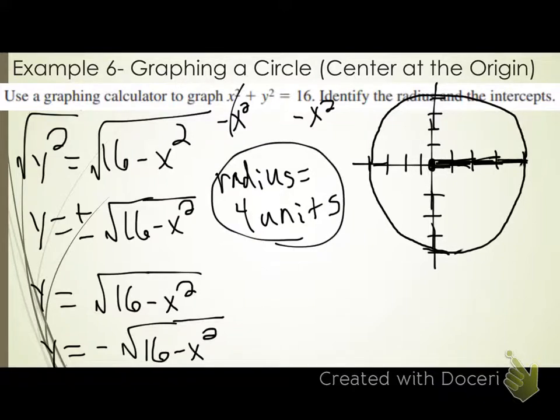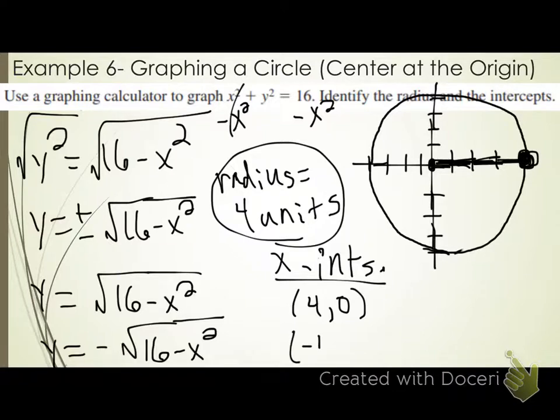Is it the x and the y intercepts? Yep, it says intercepts, so I'm going to identify all of them. So can anyone tell me the ordered pairs of my x-intercepts? 4, 0, negative 4, 0. 4, 0 is this point right here where the circle's crossing the x-axis, as well as negative 4, 0 right here. Does everyone see that for my x-intercepts?